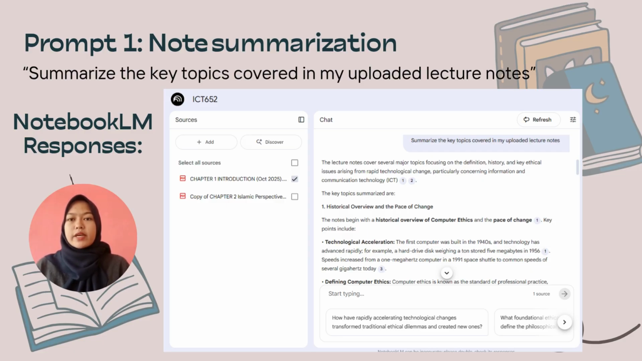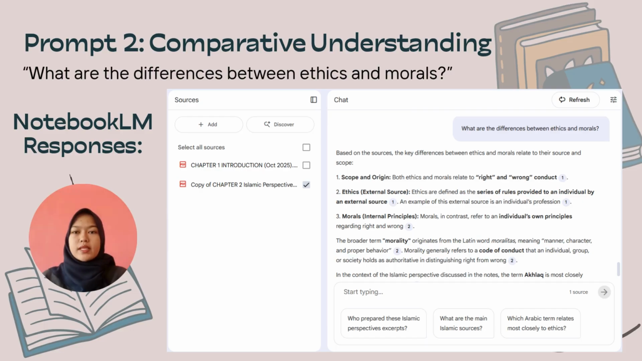In this case, it focuses on computer ethics, highlighting the historical overview and definition of computer ethics. This will really help us understand the main ideas quickly without having to read all the notes, which saves time and makes revision easier. Next, we try a different prompt: what are the differences between ethics and morals in this chapter? Notebook LM will compare both concepts clearly.